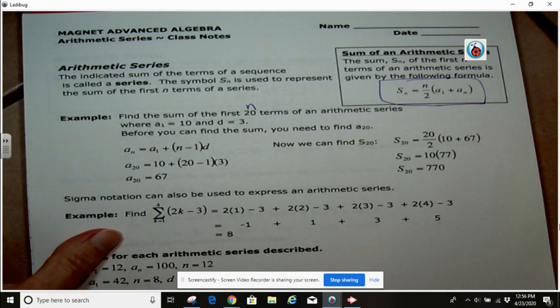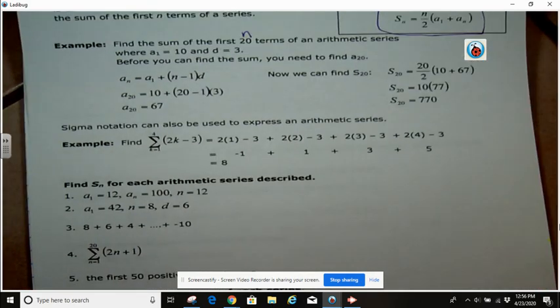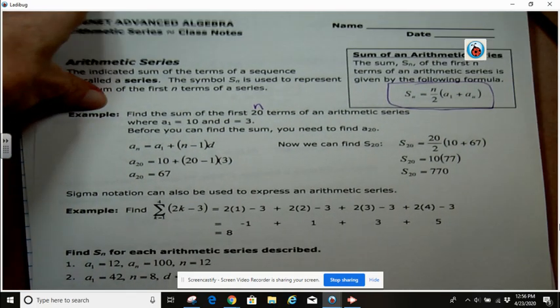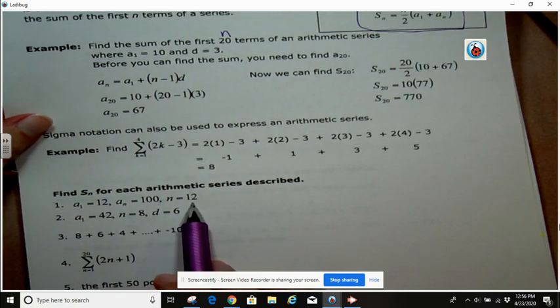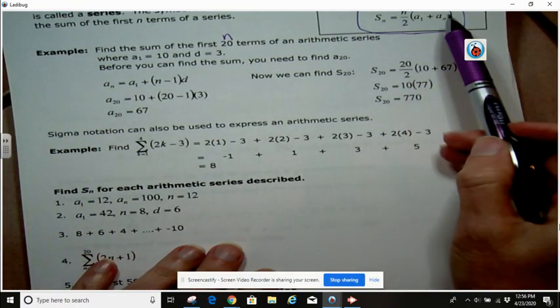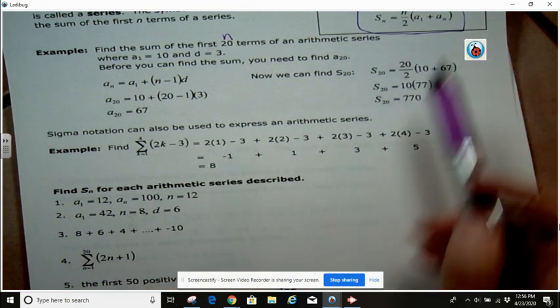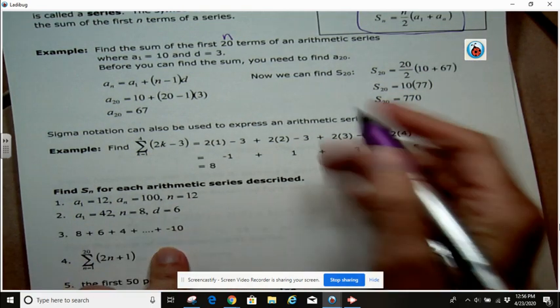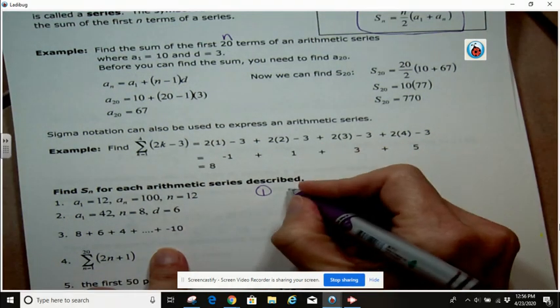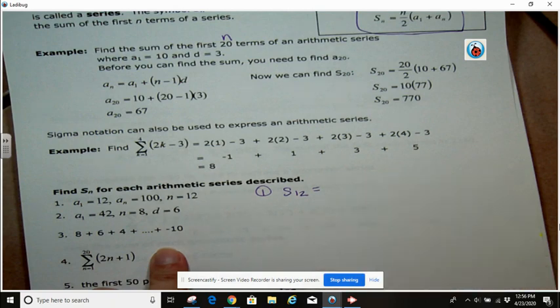Okay, so let's work through a few examples. So for number 1, they gave us a sub 1, they gave us a sub n, they gave us n. Okay, it says find s sub n. So that's what we need for this formula. We need n, a sub 1, and a sub n, and they gave us all of that. So for number 1, it should be cut and dry. If n is 12, then I'm finding the sum of the first 12 terms.